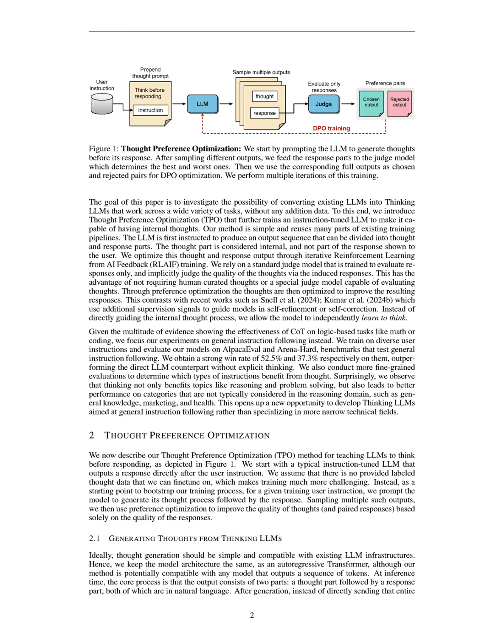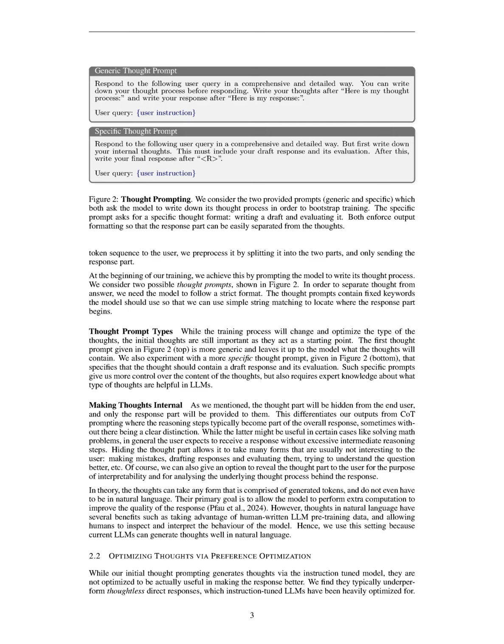The thought preference optimization (TPO) method aims to enhance the response quality of large language models (LLMs) by teaching them to generate and utilize a thought process before producing a final response. Specifically, TPO addresses the challenge that initial thought generation often underperforms compared to direct responses, as LLMs are typically optimized for immediate output without intermediate reasoning.